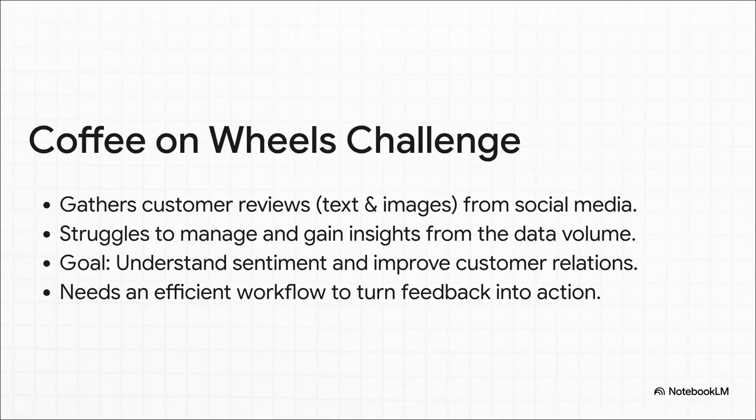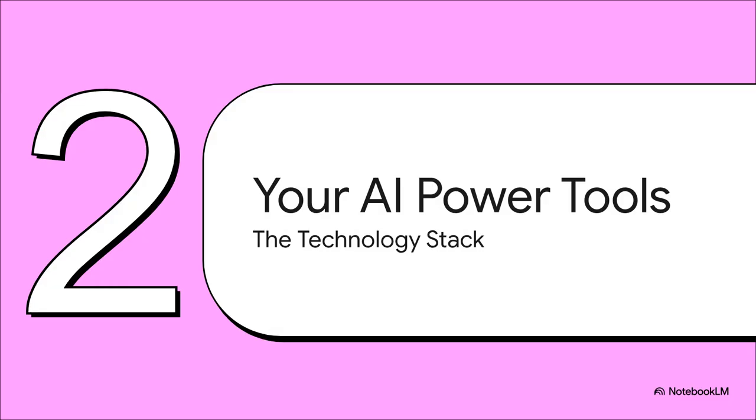To make this totally concrete, let's imagine a company. We'll call them Coffee on Wheels. Now, they're doing a great job gathering customer reviews from social media, but the feedback is messy. It's text, it's images, and the sheer amount of it is just overwhelming. Their big goal? They want to understand what customers are really feeling so they can improve their service. But they're stuck. They need a smart, efficient way to turn that mountain of feedback into actual usable insights. So how in the world do they solve this?